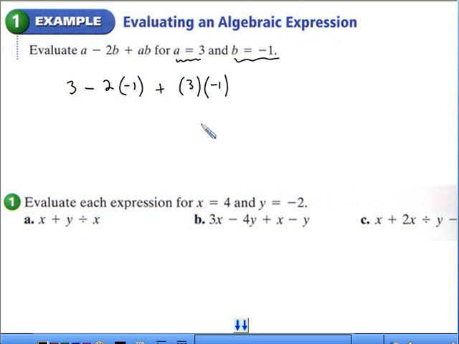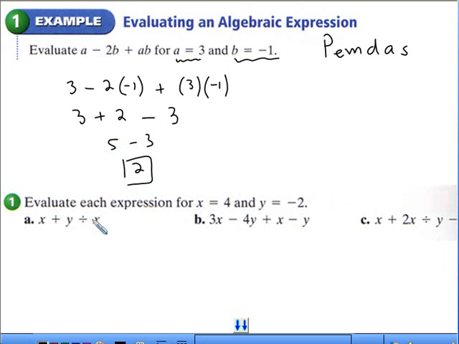And then make sure you work this out using the order of operations. Remember PEMDAS? Parentheses, exponents, multiply, divide, add, subtract. So make sure you follow the order of operations. We're going to multiply here, so negative 2 and negative 1 gives 2, so 3 plus 2, and then this gives you a negative 3. Following the order of operations, you get 5 minus 3, so your answer is 2.